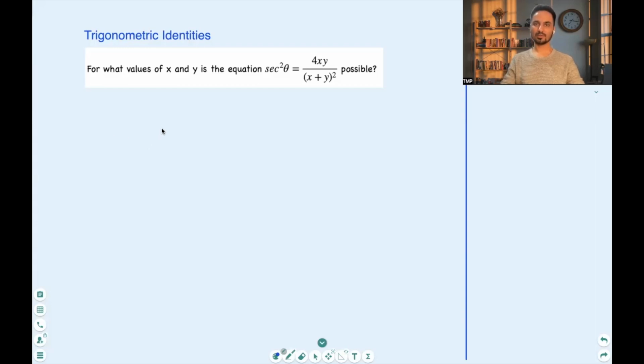Today we are discussing a trigonometric identities question, and the question is: for what values of x and y is the equation sec² θ = 4xy/(x+y)² possible? At first, this question might look tricky, but as always, we'll use a step-by-step approach to solve this.